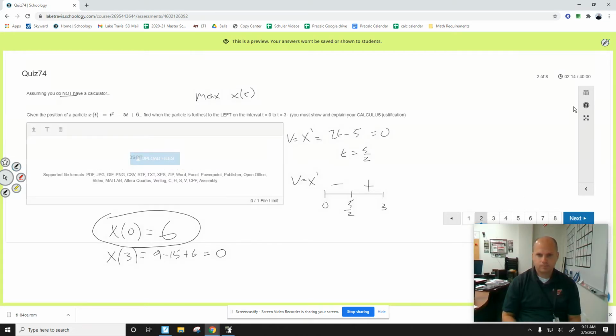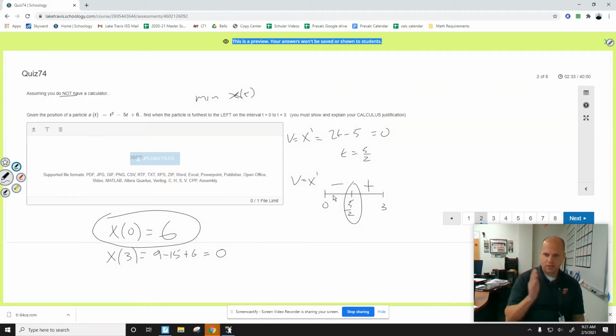Next question is, when is the particle furthest left? I'm going to keep this work up here because all I'm going to do now is find a min position. Well, I know when my min position is going to occur. I move from 0 to the left and then to the right. So when I stop moving left and start moving right, that's when I'm going to be at a min position. You don't have to do any work here.